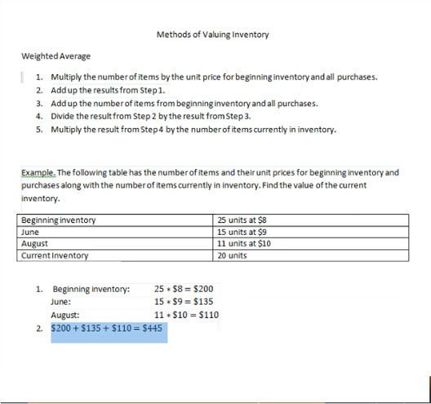Now if we add up the total number of items that were in beginning inventory and have been purchased since then, 25 plus 15 plus 11 is 51. So now I get an average price per unit. Take 445 divided by 51 and get $8.73. So what that's saying is that in inventory we're going to consider everything to be $8.73 per item. So then current inventory would be 20 units times the $8.73 to get a total value of $174.60 in inventory.